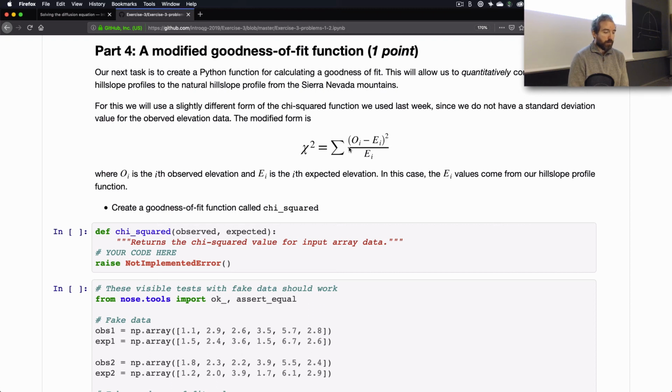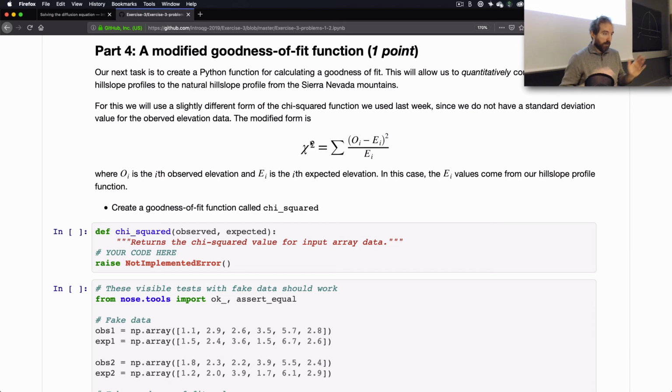So we'll have a difference between the observed profile and the model, which is E, and then divide by the value for E. Basically, at each point along our profile, we know what the observed elevation is, and we can calculate what the elevation should be for our simple hill slope diffusion model. Take the difference between the two, square it, and then divide by what the expected value is. And if you sum all those together, it gives you some way to look at the goodness of fit.